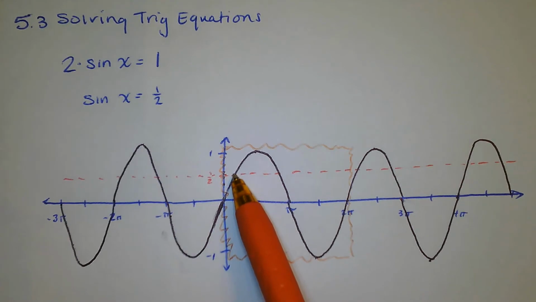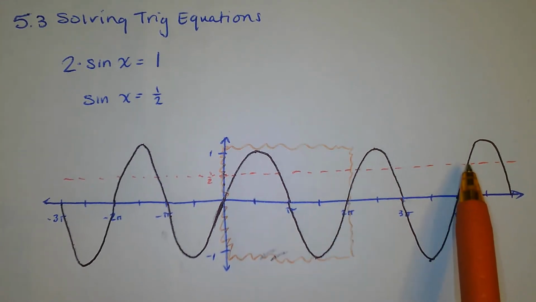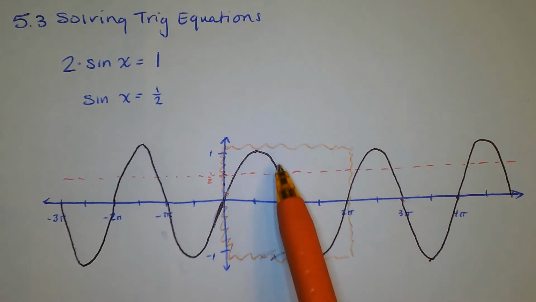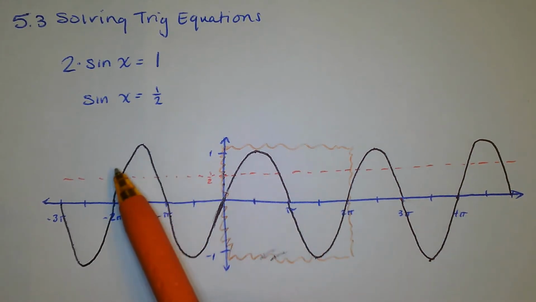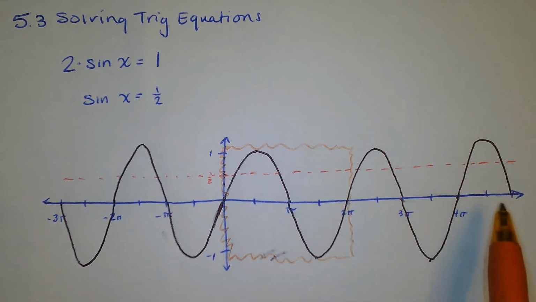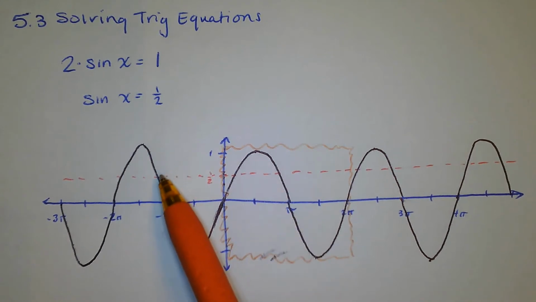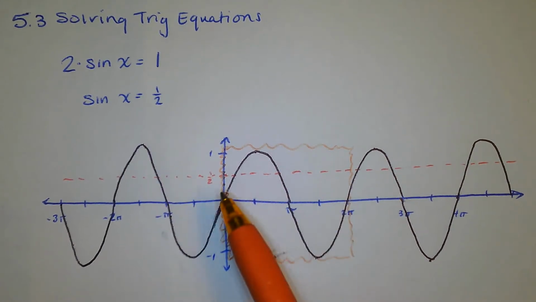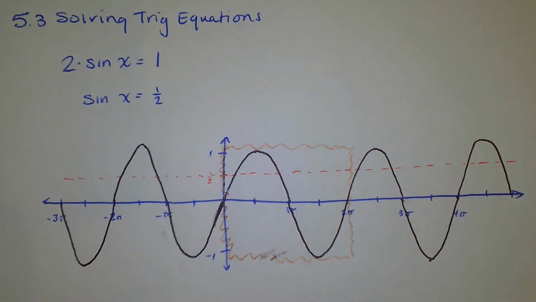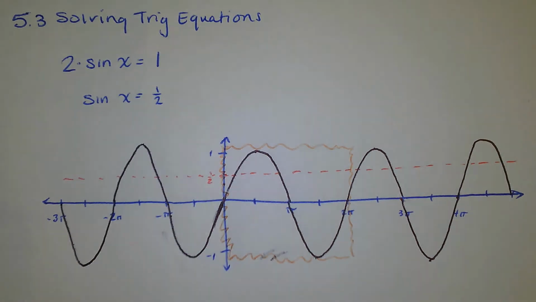So this solution, if we add 2 pi, is going to be that one. If we add 2 pi, is going to be that one. And if we subtract 2 pi, it's going to be that one. This solution, if we add 2 pi, will be this one. And if we add 2 pi, will be this one. And if we subtract 2 pi, will be this one. So since the period of the sine function is 2 pi, all we have to do is keep on adding and subtracting 2 pi. No big deal. So let's figure out what these 2 solutions are, and then we're going to add and subtract 2 pi.